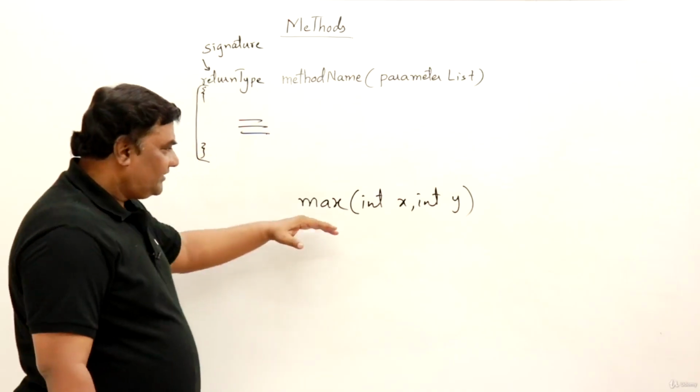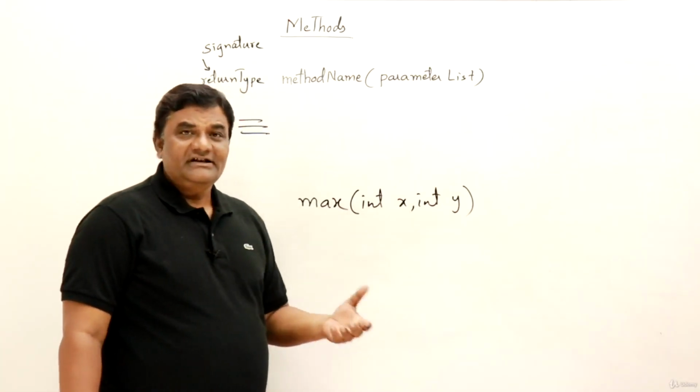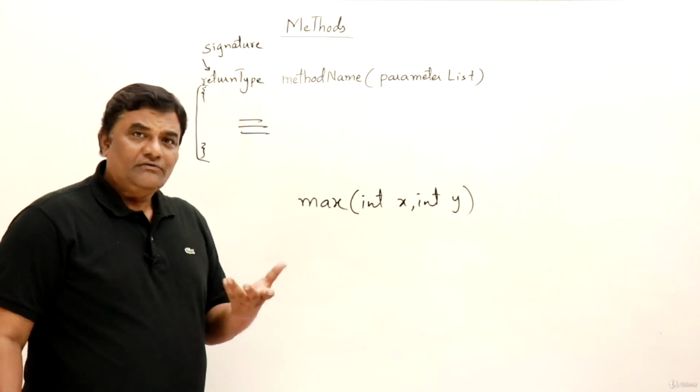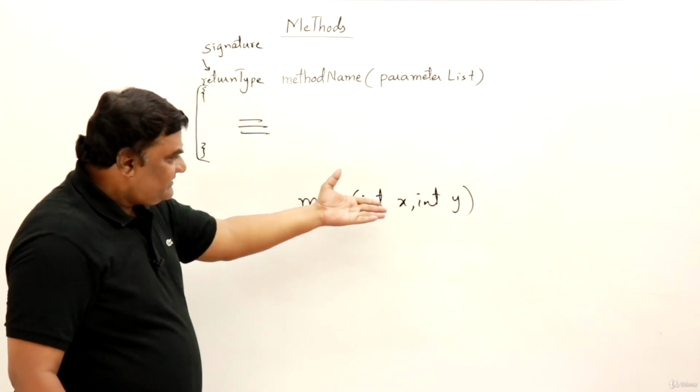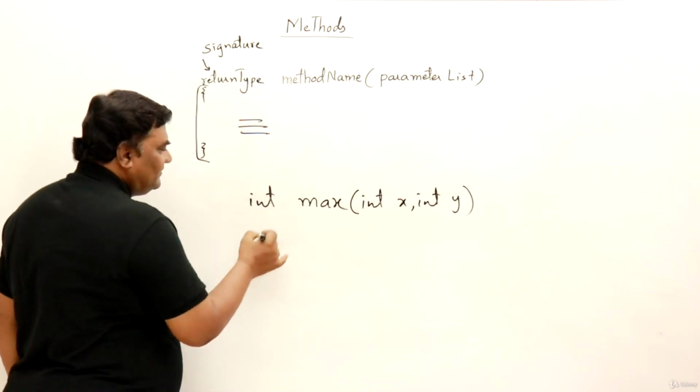Now the next thing is, what is the return type? After finding the maximum of these two numbers, it should return the maximum one. So the maximum value it should return. So what is the type of the value? These are integers, so that will also be integer. So the return type is integer.